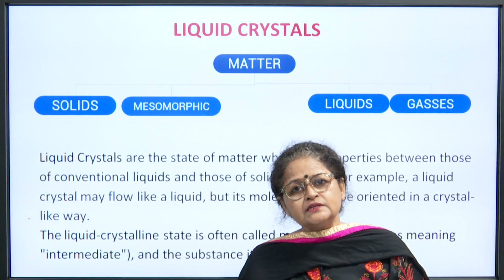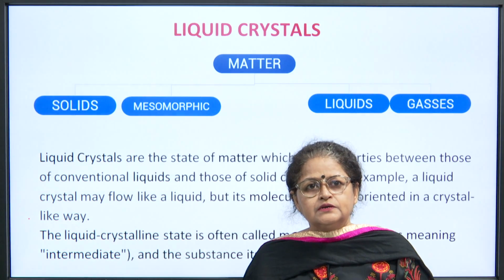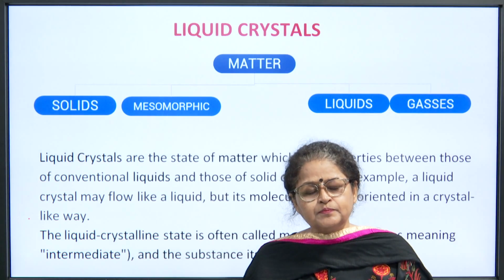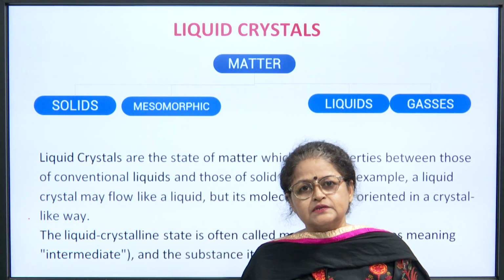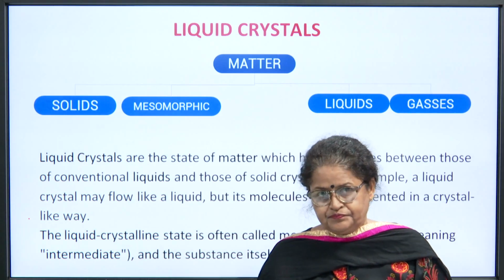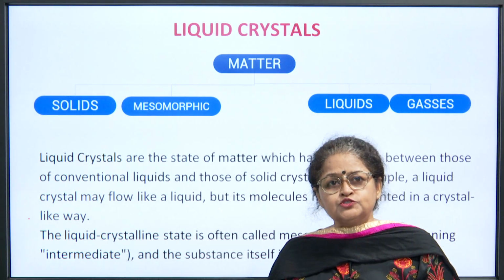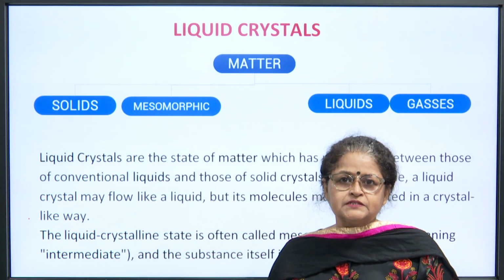But you know, there exists a state of matter which is somewhere in between the solid and the liquid. That means it is neither completely solid nor completely liquid, and this state of matter is known as the liquid crystal state of matter. Actually, technically it is called the mesomorphic state of matter. So, how do we define liquid crystals?